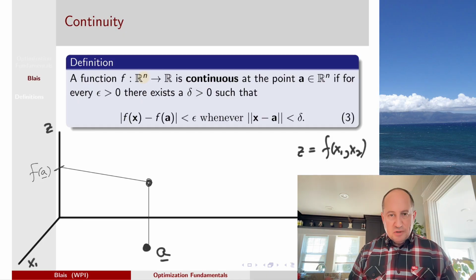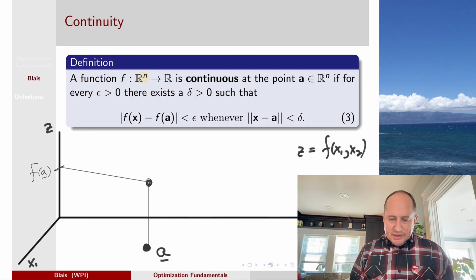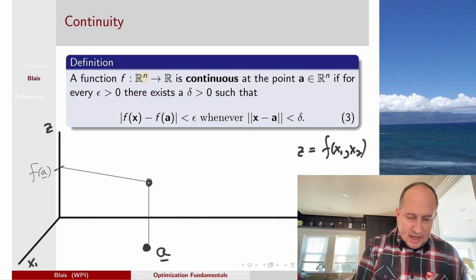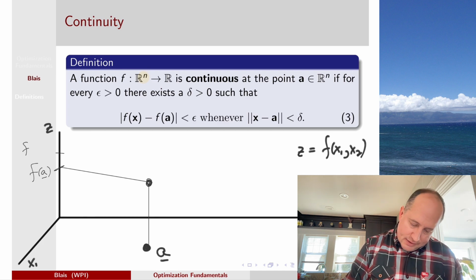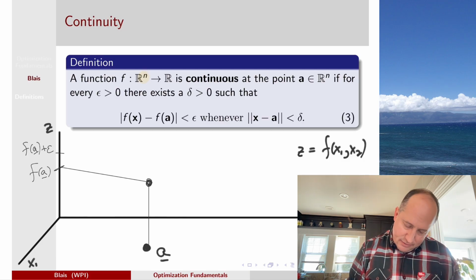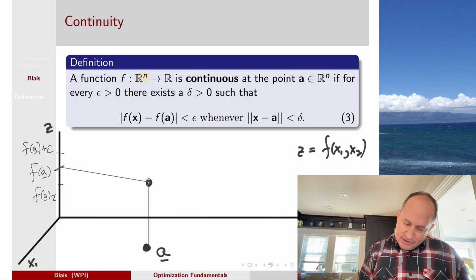I'm not going to draw the surface because it kind of muddles the picture. But here's how we want to think of this. Again, someone gives us an epsilon. And now we're going to think of, on the z-axis, f of a plus epsilon here, and f of a minus epsilon here. Now the difference is, we want to think of these as planes.